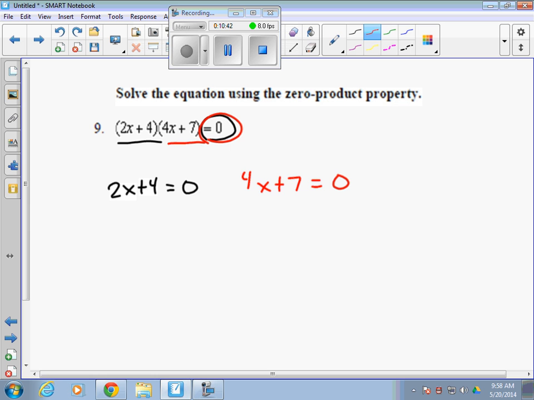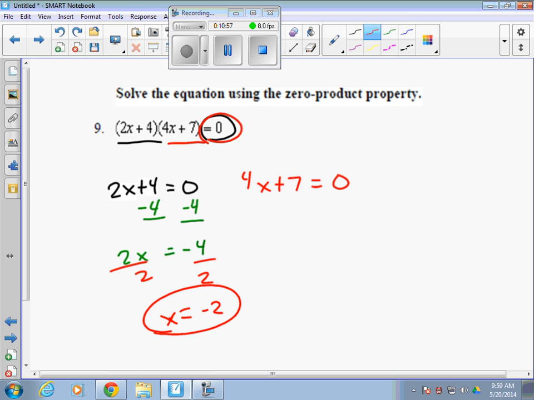So just solve it as two simple equations, two-step equations. Subtract 4 on both sides. 2x equals negative 4. Divide by 2 on both sides. X equals negative 2. That's one of the answers. The other answer is to subtract 7 on both sides. 4x equals negative 7 and divide by 4 on both sides. X equals negative 7 over 4.